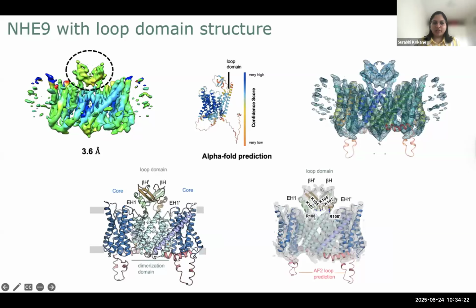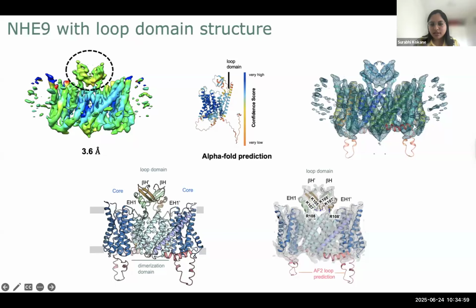The resolution was not good enough, but at least when we did the focus refinement for the loop, we could see there is a domain swapping between these regions. And then AlphaFold came, and we tried to build a model using AlphaFold. When you make an AlphaFold dimer and try to fit in the densities, you could see this is domain swap. One of the regions of the loop domain is facing close to the other protomer, so they are flipped in the region.